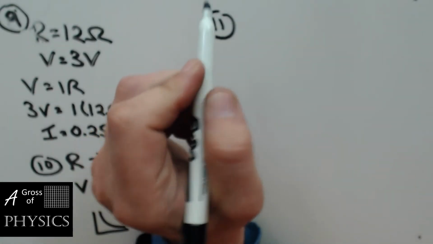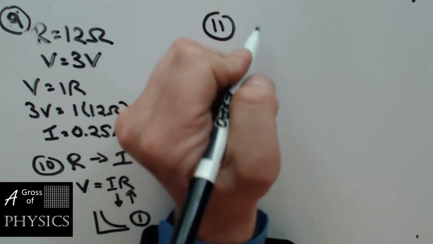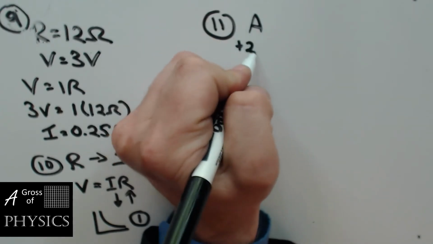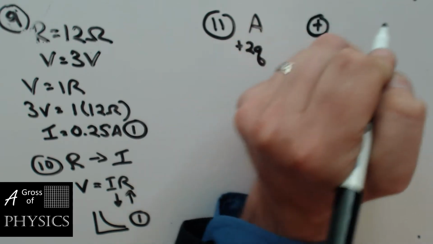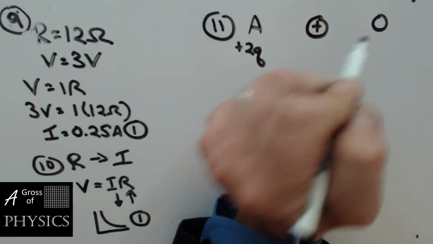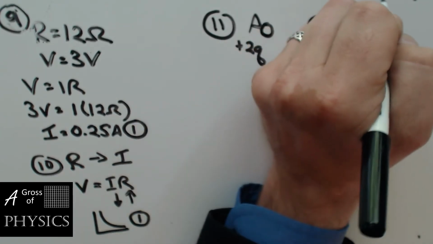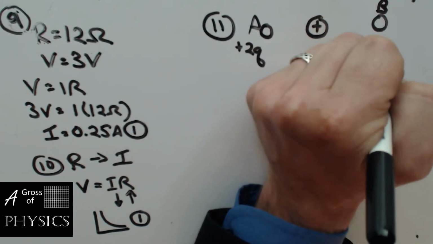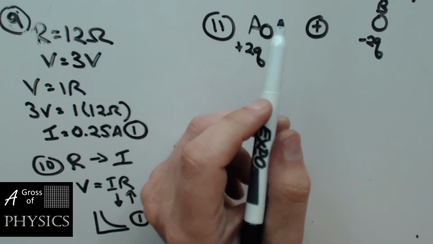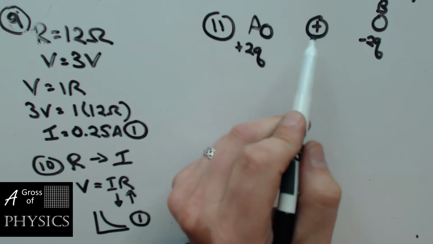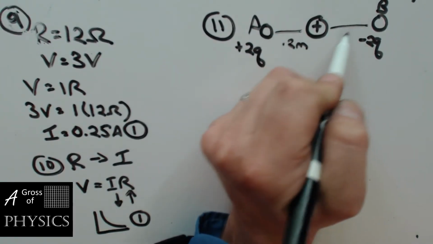For 11, we have charge A, which is plus 2Q, a test charge here, and minus 2Q. So you have A here, test charge, and then B, negative 2Q. In the diagram, a positive test charge is located between two charged spheres. Sphere A has a charge of plus 2, and it's 0.2 meters away. The other one is 0.1 meter.